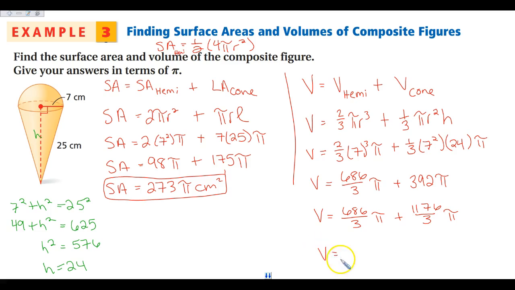So when I add these together, I'm going to get 62 over 3 pi centimeters cubed. Again, we're being told to leave this in terms of pi. So we want something that is not a repeating decimal here. All right.